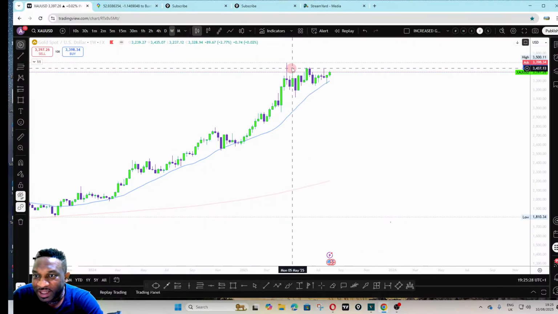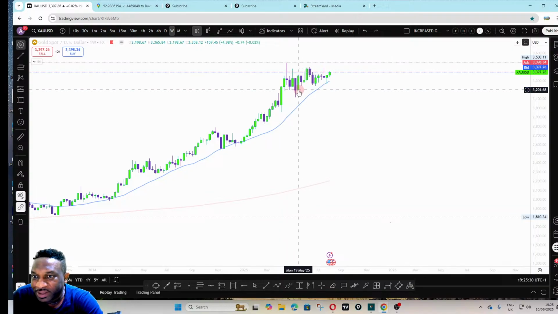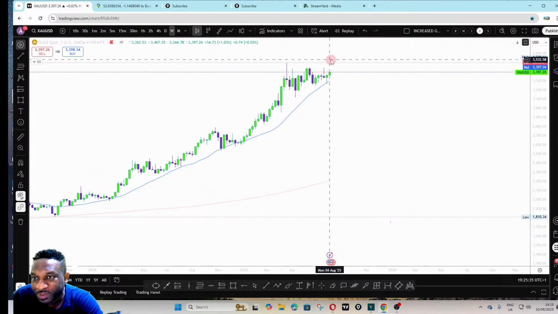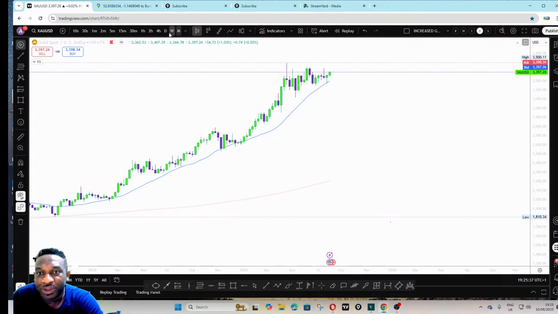So as I said, we've identified equal highs, equal lows. So more likely there's going to be a sweep of liquidity either to the upside or downside. Then we'll take it from there.